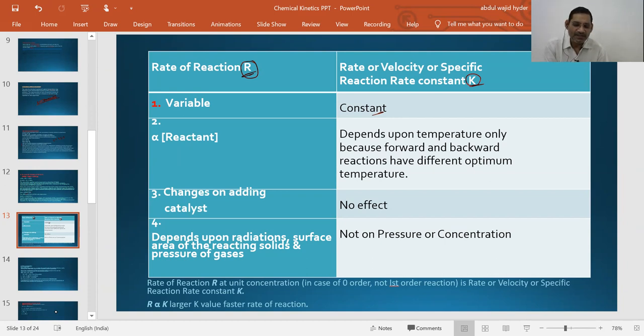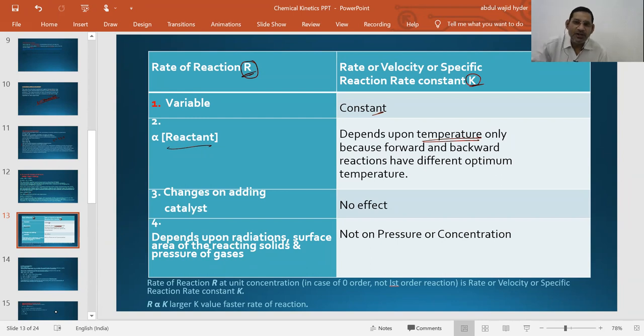And the rate of reaction is directly proportional to the concentration of reactant, while the rate constant depends only upon temperature. Fine, because forward and backward direction reactions have two different optimum temperatures, and one temperature can favor the reaction in only one direction. So with the change in temperature, there will be a change in K.